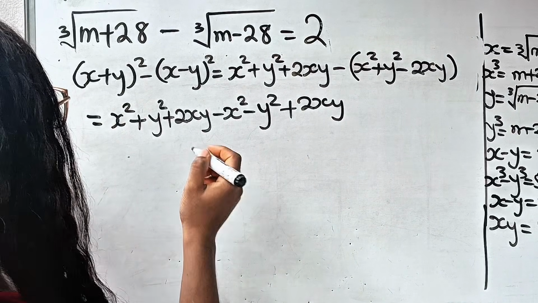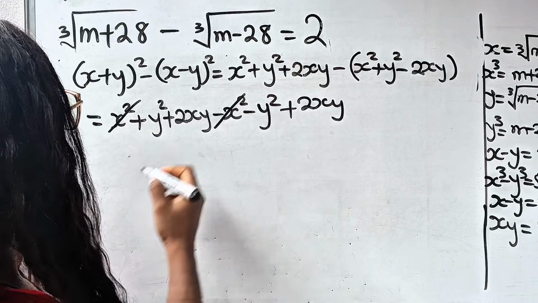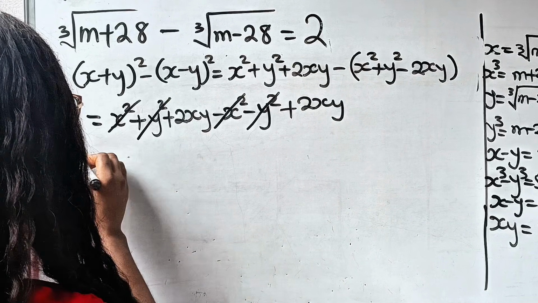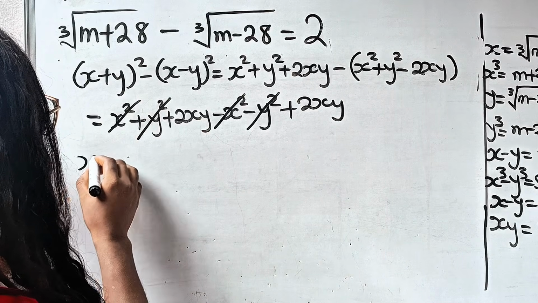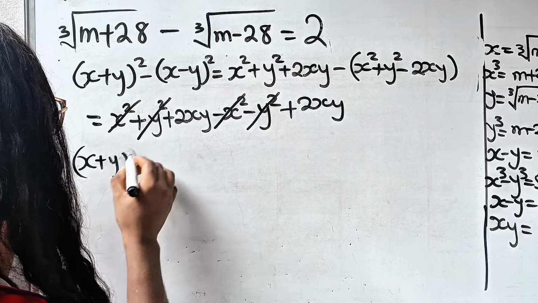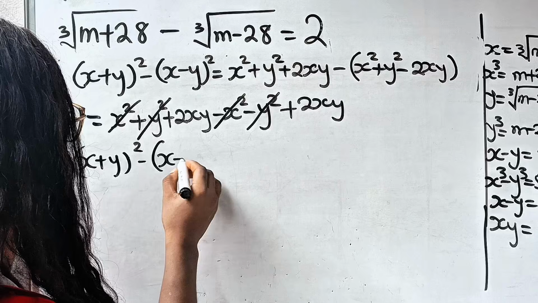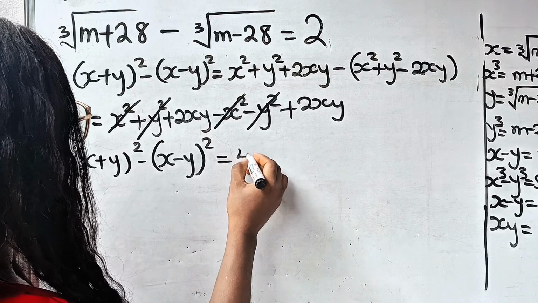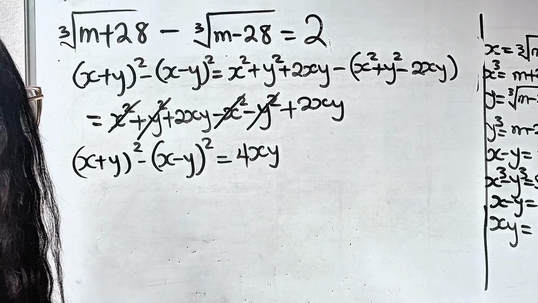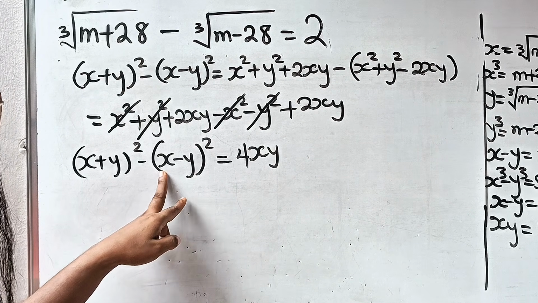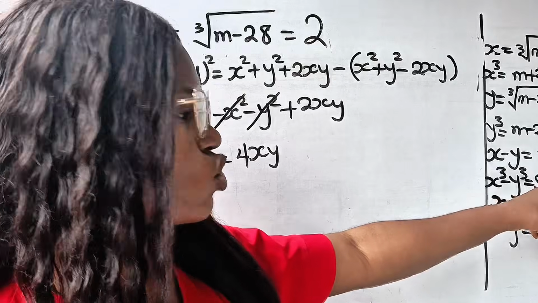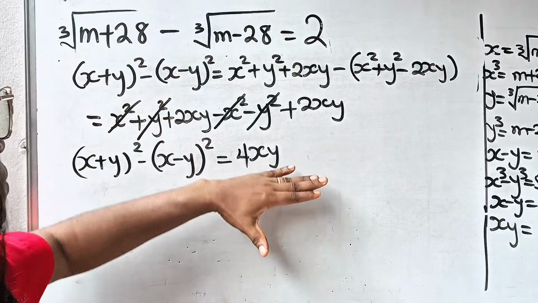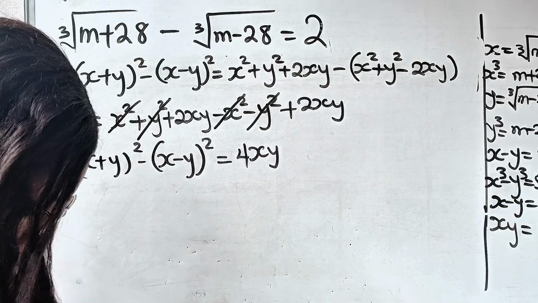All right. Now we have x squared minus x squared and y squared minus y squared cancelling. Interesting, right? So now we have (x plus y) all squared minus (x minus y) all squared is equal to 2xy plus 2xy is 4xy. Now recall that our x minus y is 2, right? And our xy is 8. So we are going to substitute this into this place.